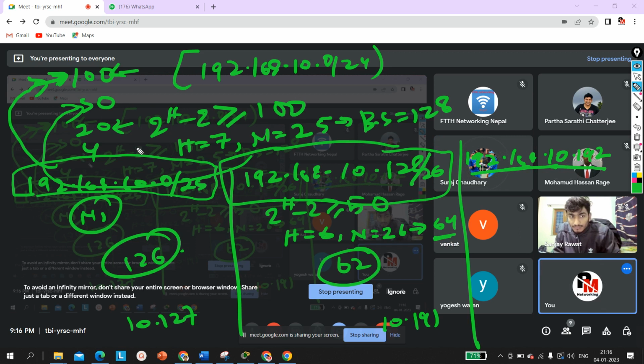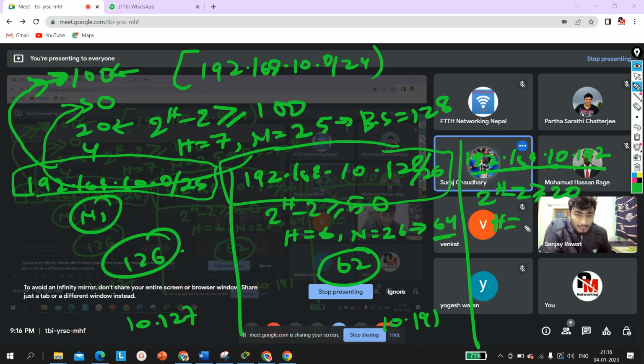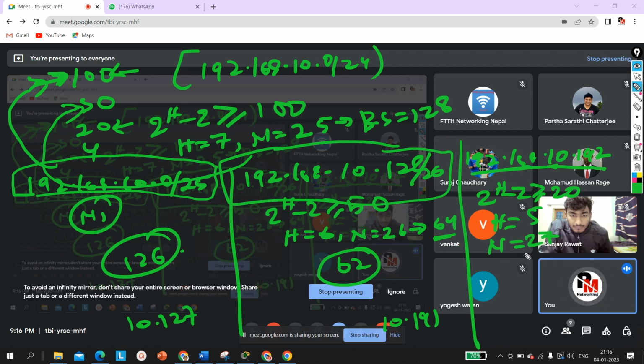In department 3, how many IP addresses do we need? 20. So again 2 to the power h minus 2 should be greater than or equal to 20. What should be the value of h? 5. If h is 5, then n will be 27. If n is 27, then what will the block size be? 256 minus 2 to the power 5, so 32. Yes, 32.